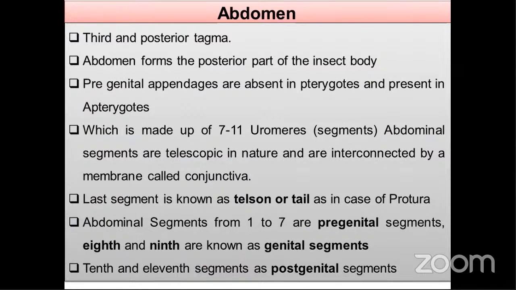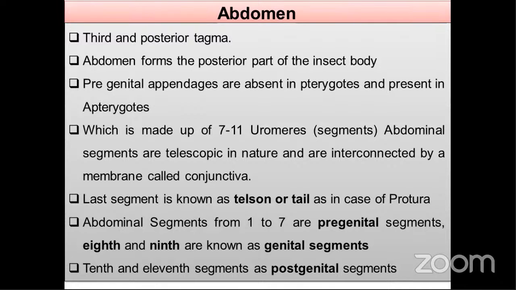In case of pregenital appendages, which are absent in pterygotes. Apterygota means wingless, Pterygota means winged insects. The pregenital appendages are absent in pterygotes but present in apterygotes. Four orders are there: Protura, Diplura, Collembola, Thysanura. They come under apterygotes only. Pterygotes means the remaining 25 orders.